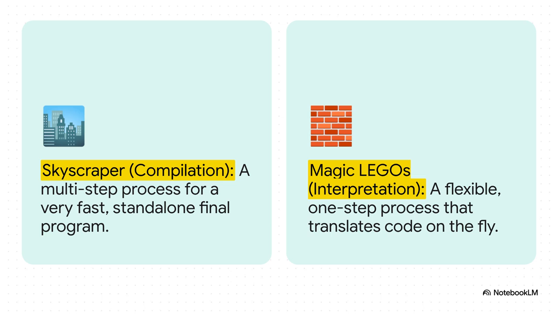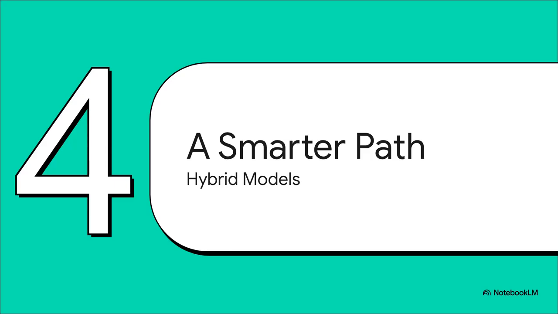So this is the big trade-off. The skyscraper method, compilation, is a whole process, but you end up with a wicked fast program. The magic Lego method, interpretation, is super flexible and you get going instantly, but because it's translating as it goes, it can be a bit slower when it's actually run. So it sounds like you have to make a choice, right? Do you want the raw power and speed of the skyscraper or the fast, easy flexibility of the Legos?